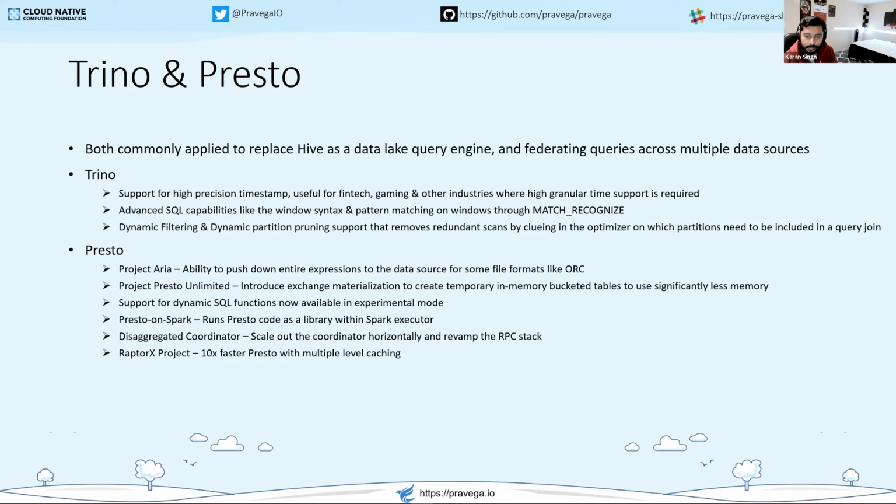Similarly, there are multiple efforts like supporting dynamic SQL functions. Presto on Spark is something that was recently introduced on the Presto side. It runs Presto code as a library within the Spark executor. There have been ongoing efforts in supporting a disaggregated coordinator, which is basically scaling out the coordinator horizontally and revamping the RPC stack. Right now, Presto and Trino support only a single coordinator and multiple workers, so there are some efforts in this area as well. Then there is the RaptorX project, which is 10x faster Presto with multiple-level caching. So these are some efforts coming straight from the Presto and Trino communities.